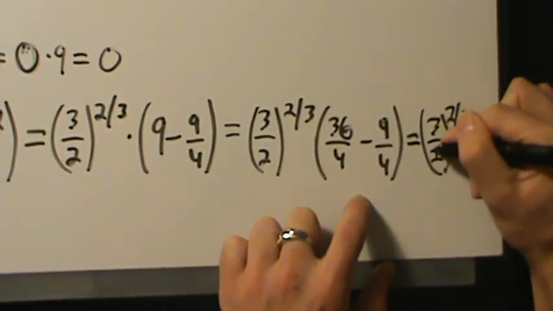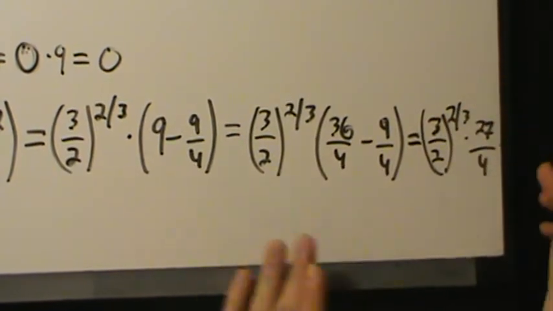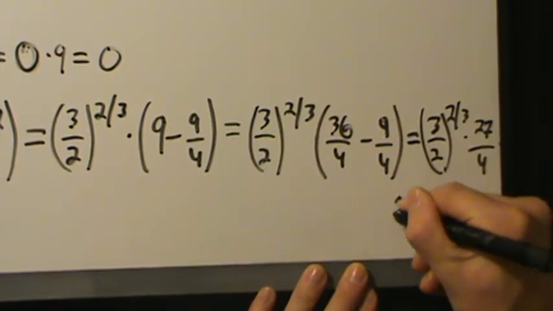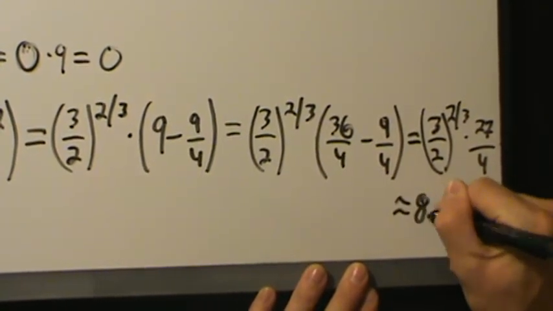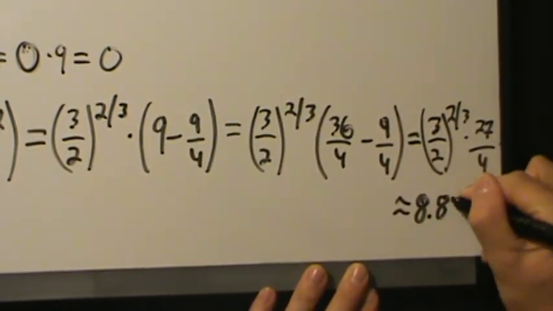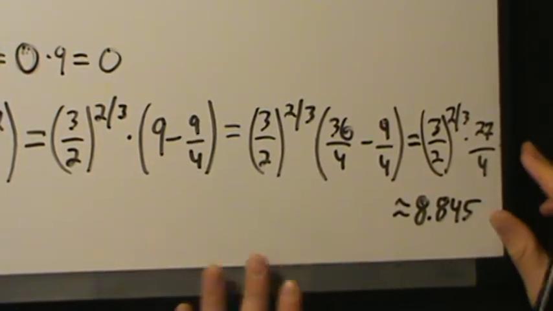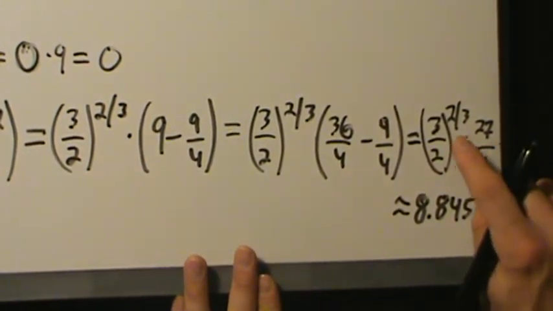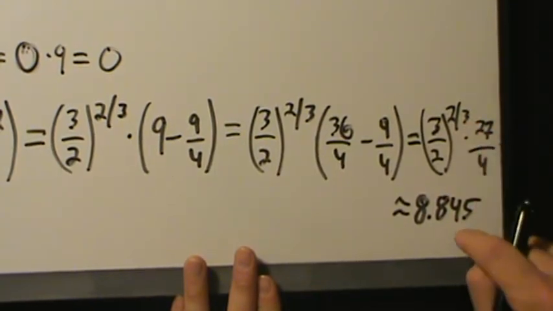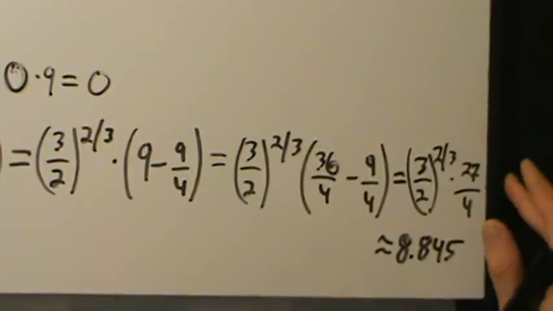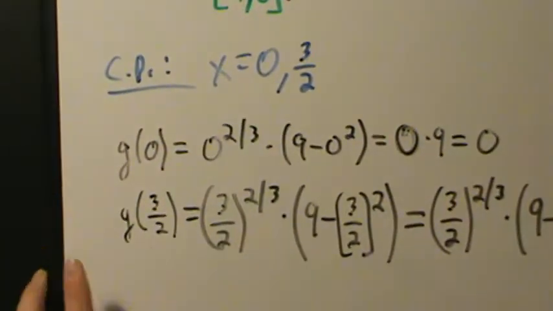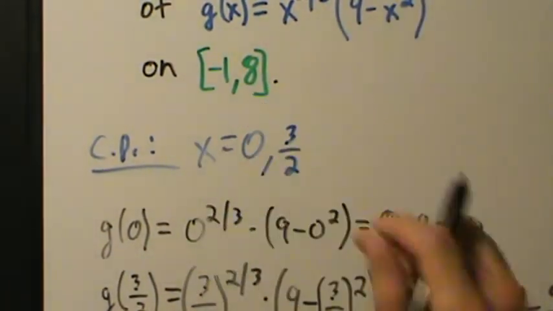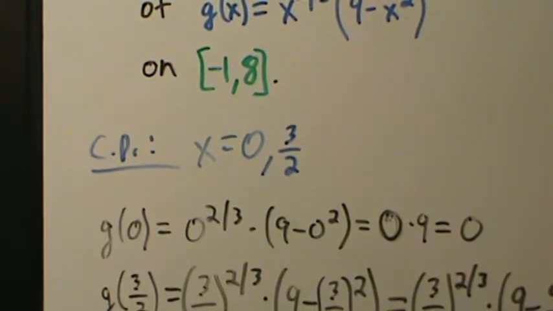So this number doesn't help us out a whole lot, but what we could do is toss this into a calculator and see that it's approximately equal to 8.845. So 27 over 4 times 3 halves to the 2/3 is about 8.845. Now that's the function evaluated at both of the critical points, so now we have to evaluate at the endpoints here. Those should hopefully be a little bit easier.